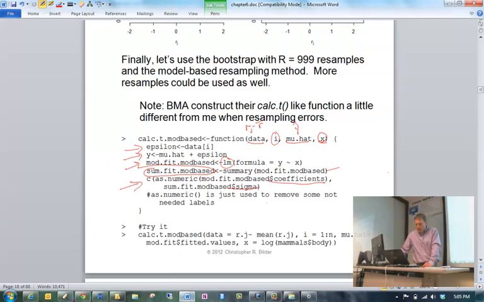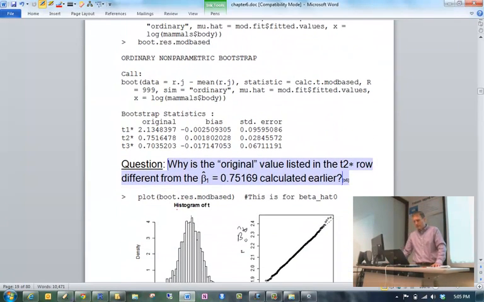Let me jump back over here to Word so I can mark on this. So we have bias estimates. We have a standard error estimate. So for example, this 0.0284 is the square root of the estimated variance of beta hat 1 star. Let me put a little r here to emphasize that this is based upon 999 resamples.